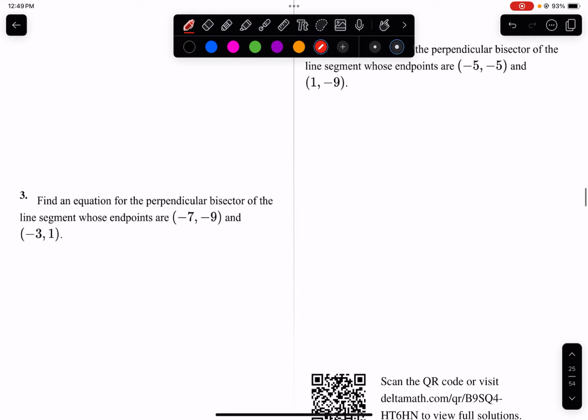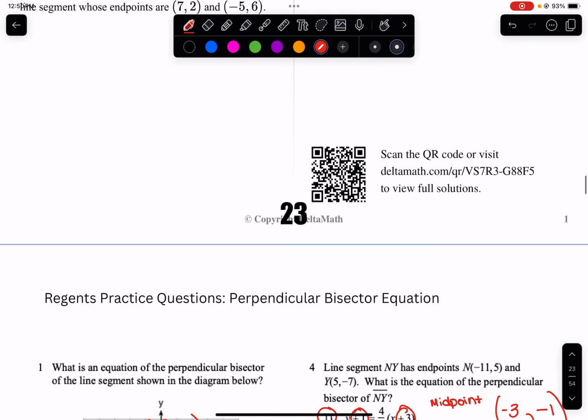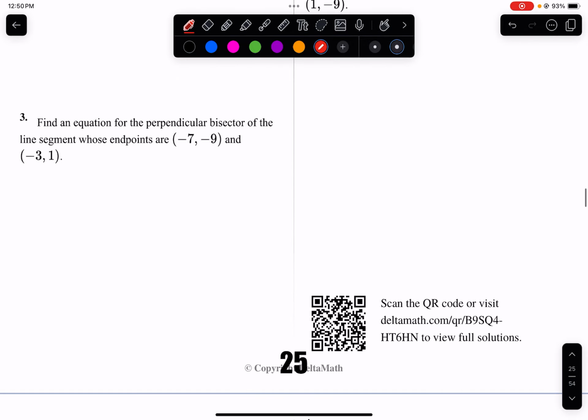Okay, and now homework is again more of the same. If you look back through the examples we've done, you should be able to do them, and the answer key is posted through the QR code.